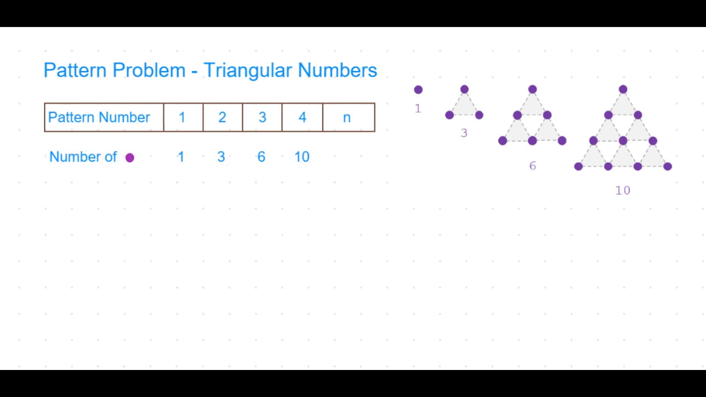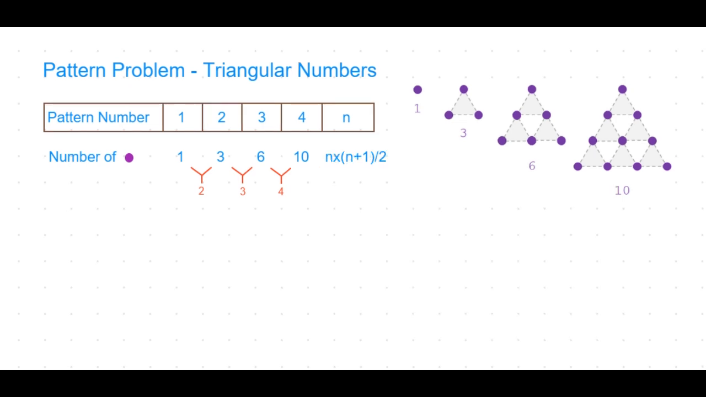The first pattern has one purple dot. The second pattern has 3. The third pattern has 6. And the fourth pattern has 10. So we see the difference is not constant, but it is increasing. 1 to 3 is 2. 3 to 6 is 3. 6 to 10 is 4. So when it is increasing like this, we have a constant formula for this.